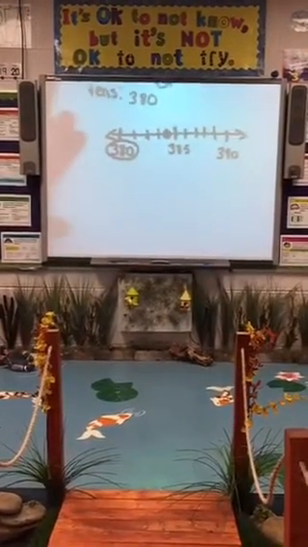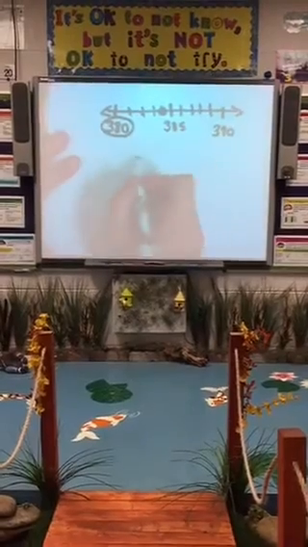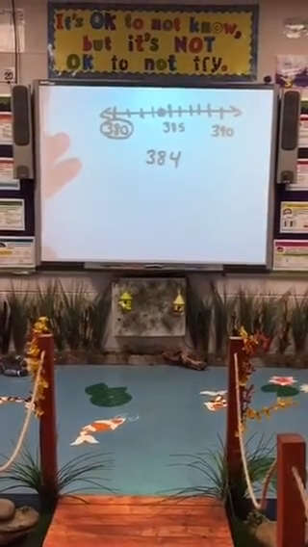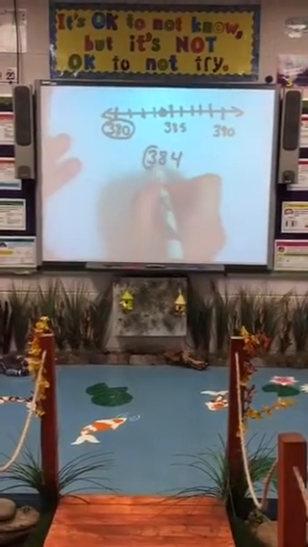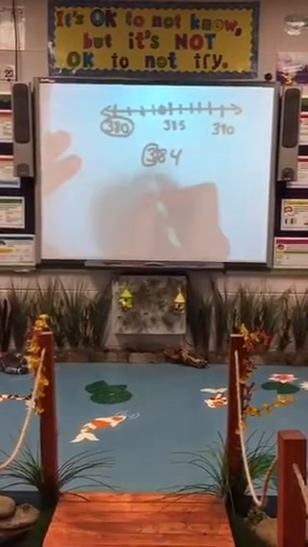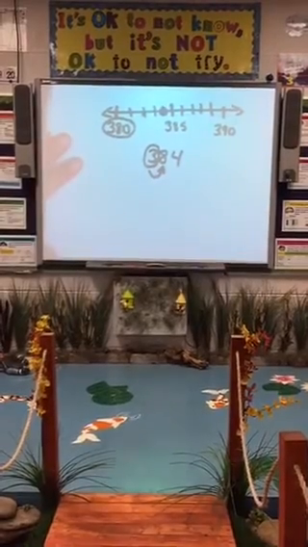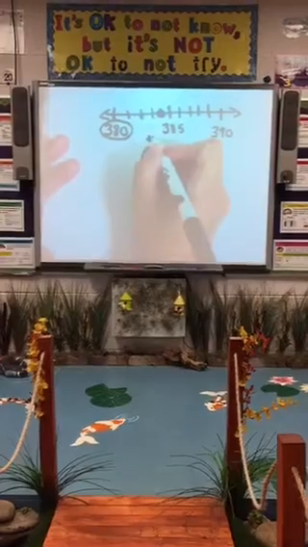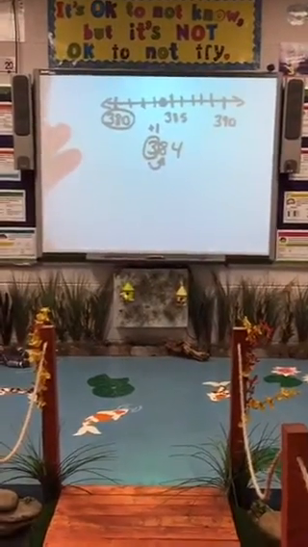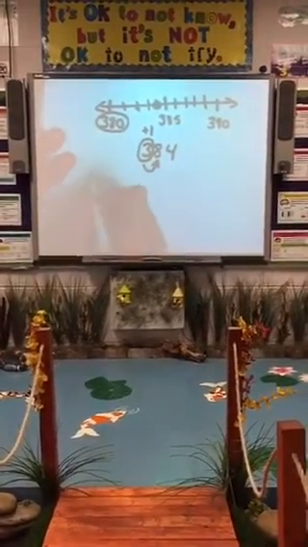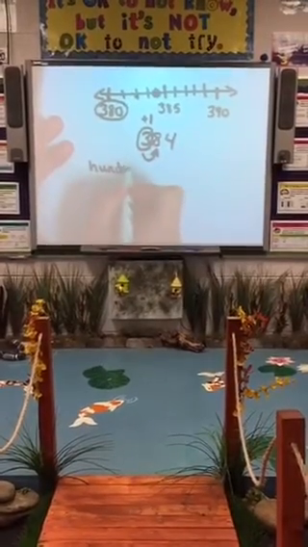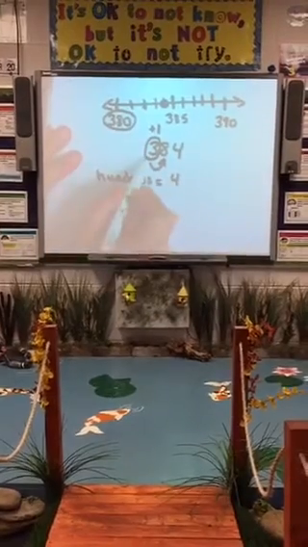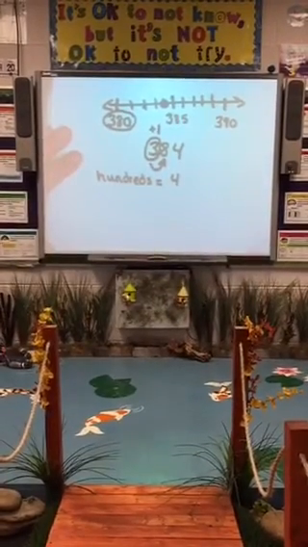Alright, using the same number, rounding to the nearest hundreds place. Okay, 3 is in my hundreds place, so I'm going to circle where I'm rounding to. The 8 to the right tells me that I'm going to round up. When I round up, that means my circle digit is going to increase by 1. So 384 rounded to the nearest hundreds is going to be 400 because I add 1 to the circle number, and with whole numbers, the numbers to the right become 0.